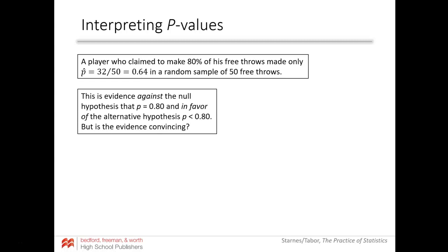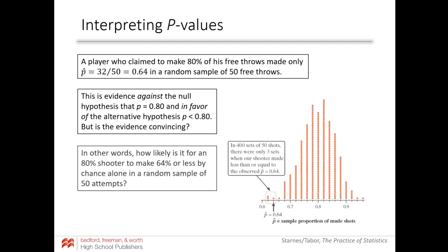this is evidence against the null hypothesis that he is an 80% free throw shooter. And it's in favor of our alternative hypothesis that it was less than 0.8 because 64 is less than 80. But is it convincing evidence? That's the trick. And that's where the p-value is going to come into play. So if we look at, we've seen these before, right? This is the simple random sample or simulation. It was a real world simulation here actually, but they dot plotted everything here.